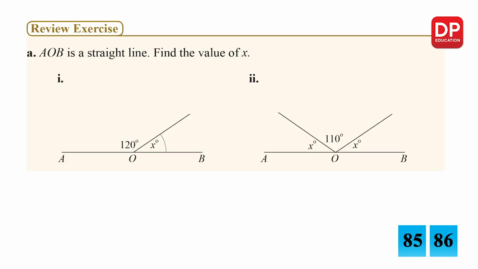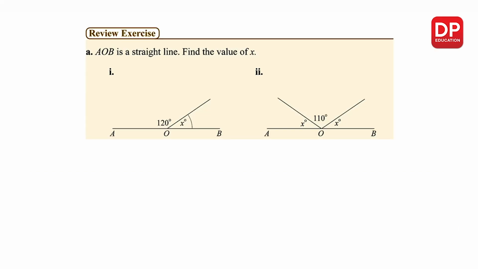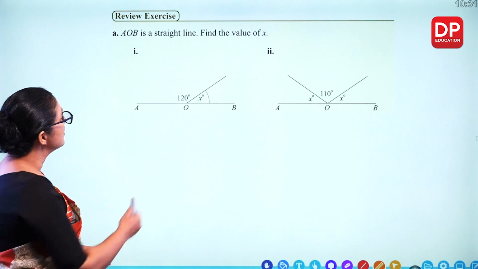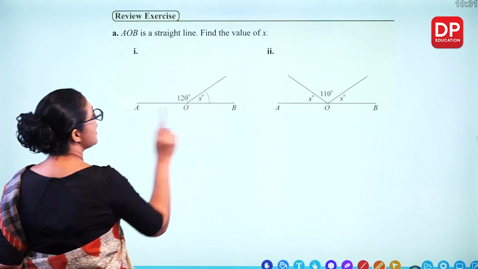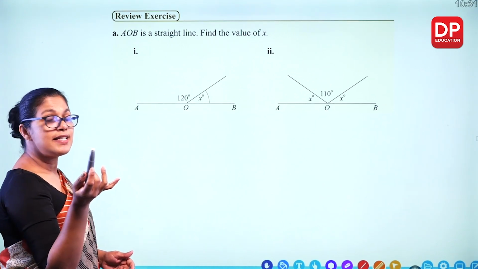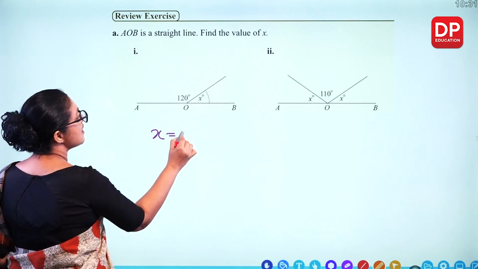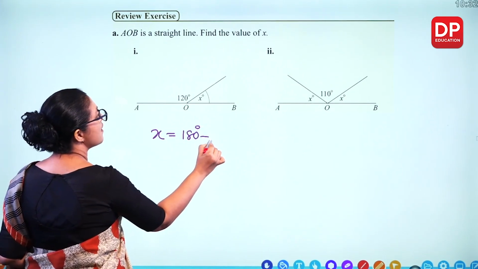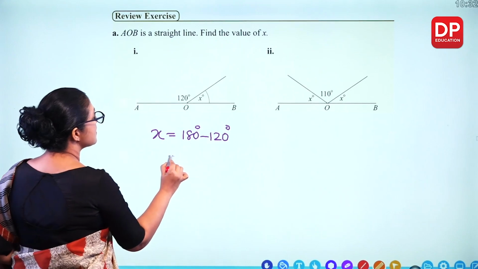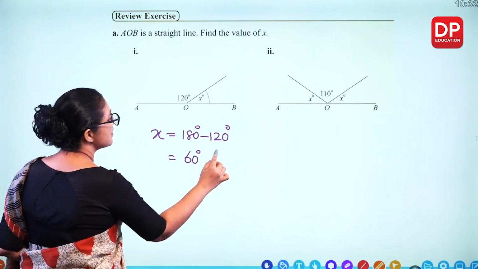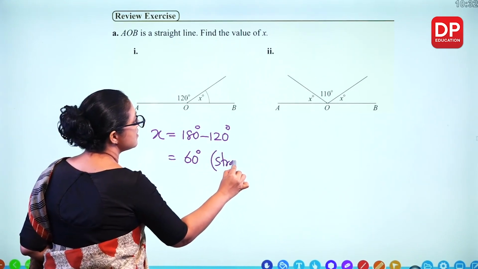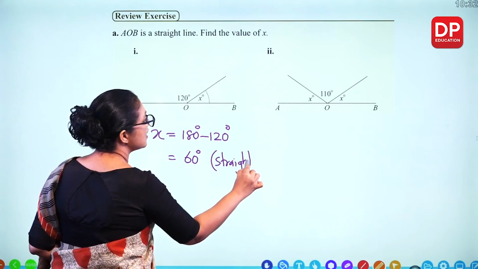Now we'll look at the review exercise in your textbook. AOB is a straight line. Find the value of x. What you know about this straight line is 180 is a straight angle. So we can find out x is 180 minus 120. So that's 60 degrees. We can write this is because of straight angle.